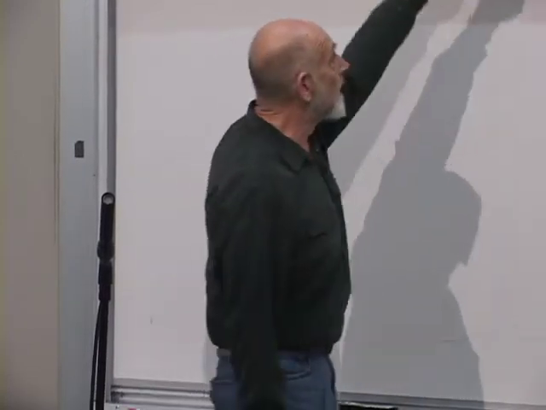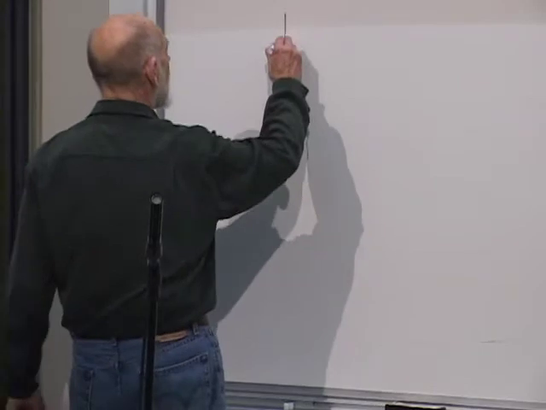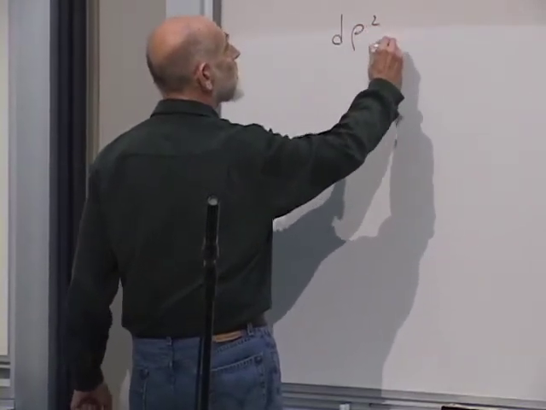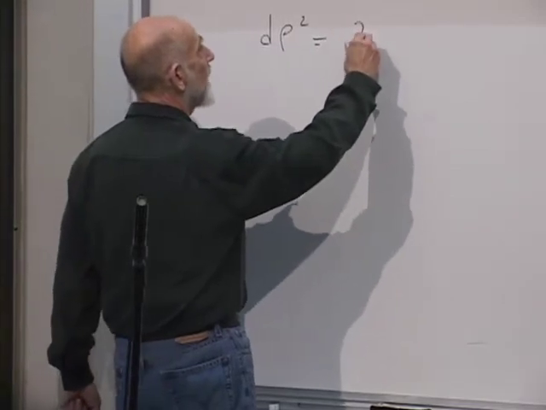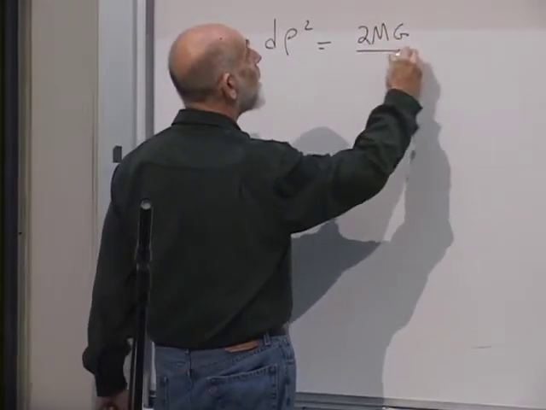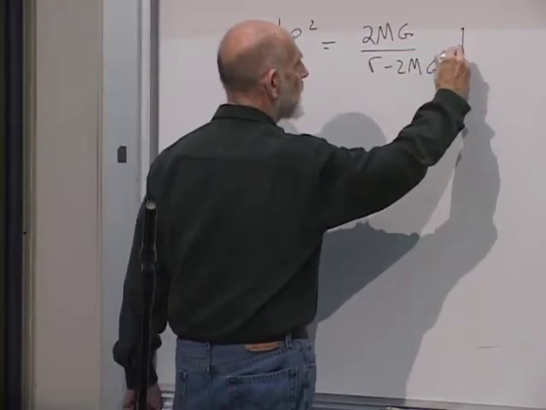That's the first step. We're just dealing with this term here. Well, it says that d rho squared must be the same, which is another word for equals, 2mg over r minus 2mg dr squared.